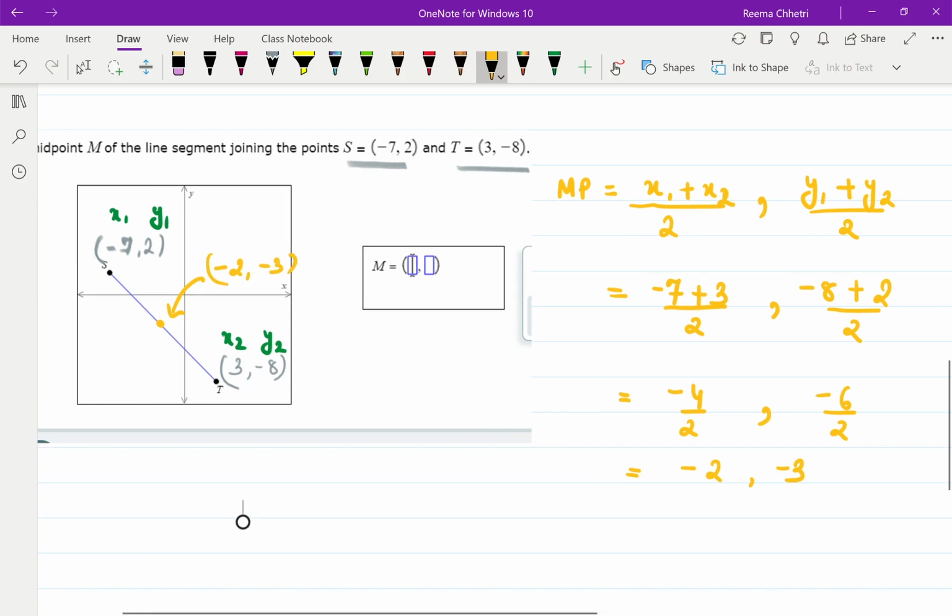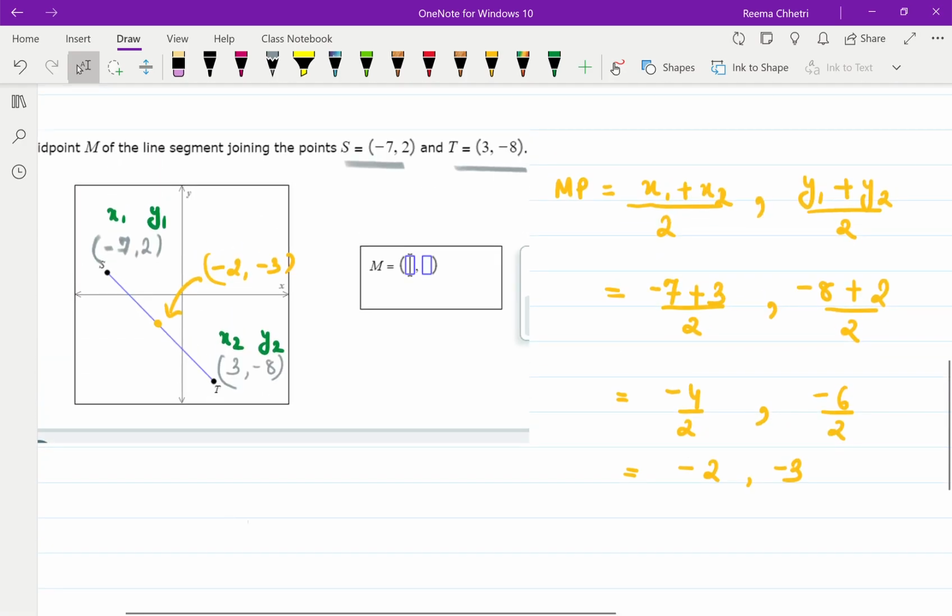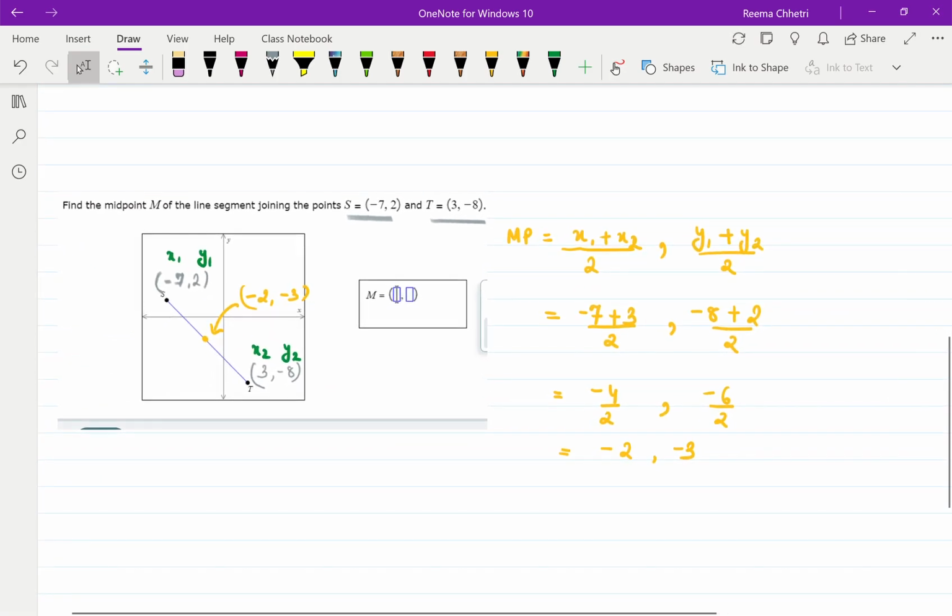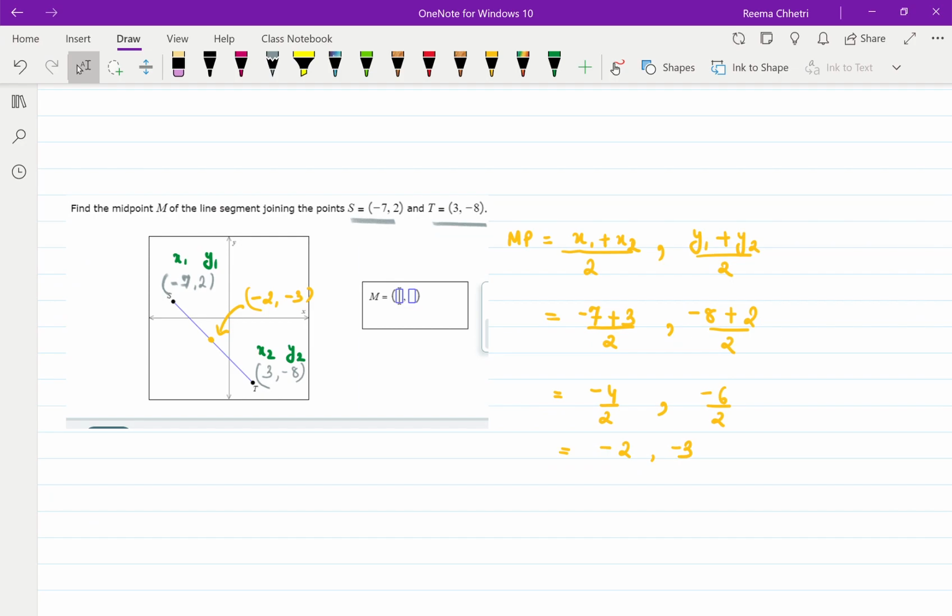So this is how we can find the location of the midpoint if the 2 points are given in the coordinate plane which has x and y axis.